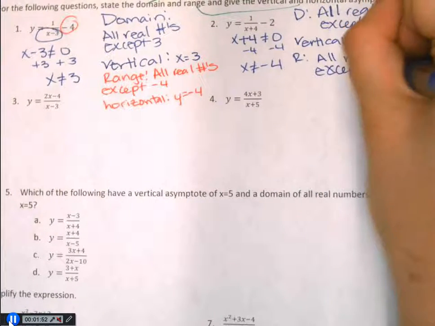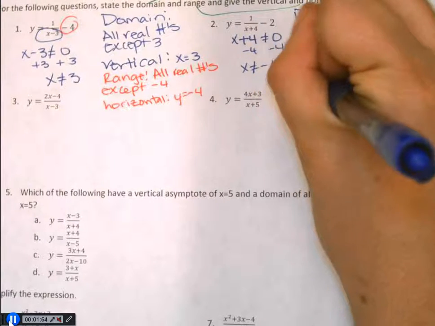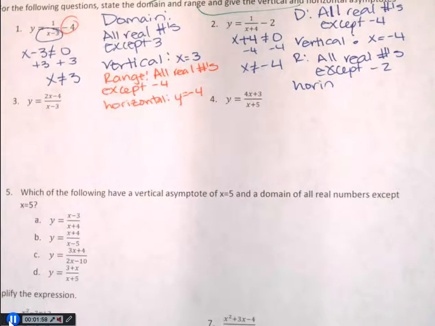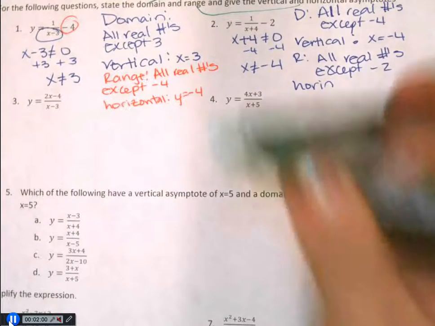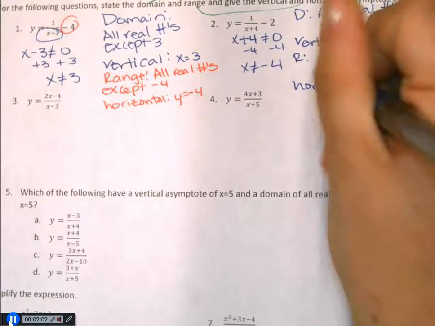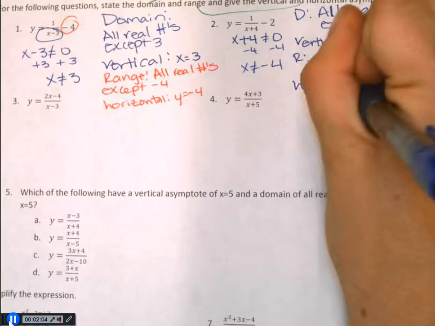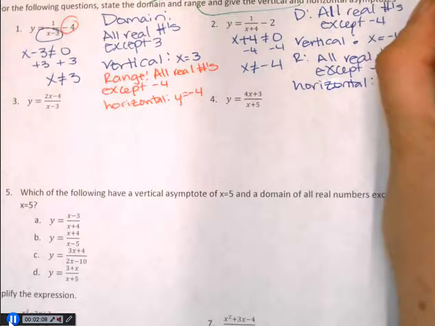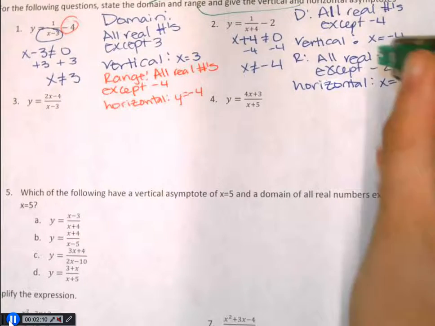And then my horizontal asymptote is y equals -2.